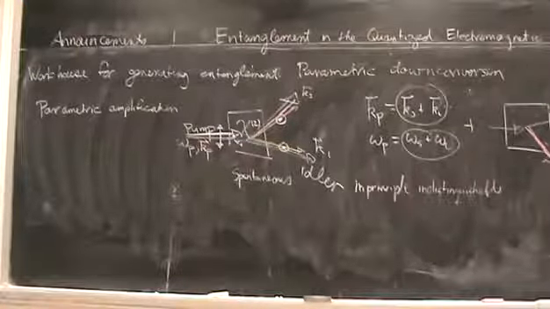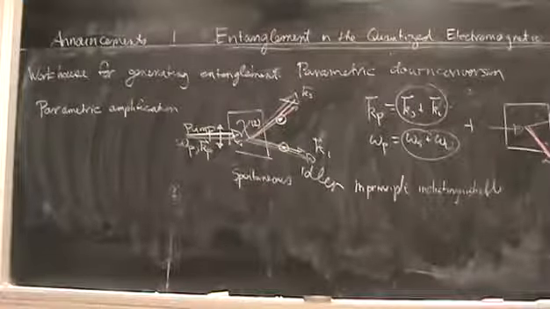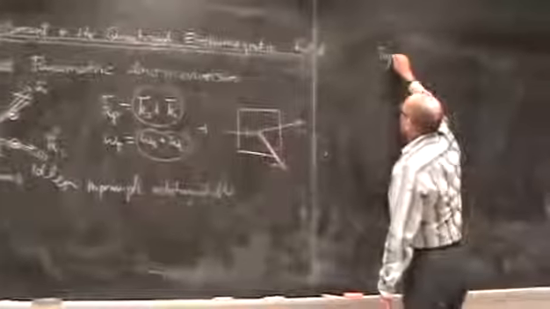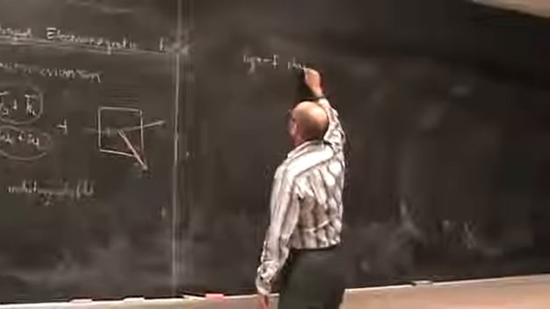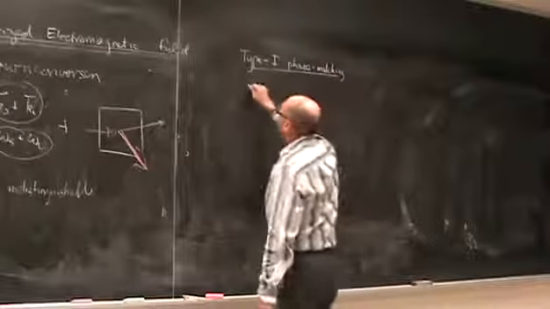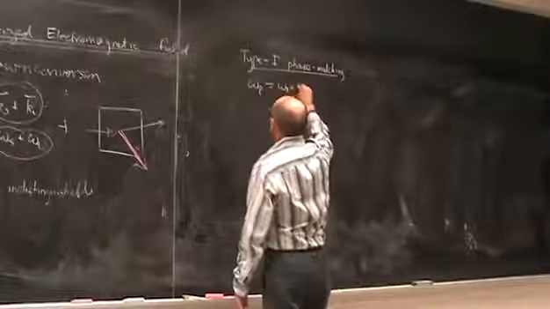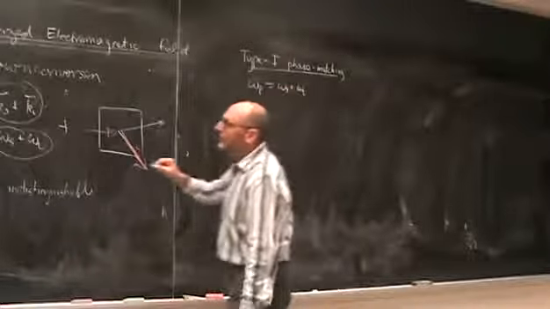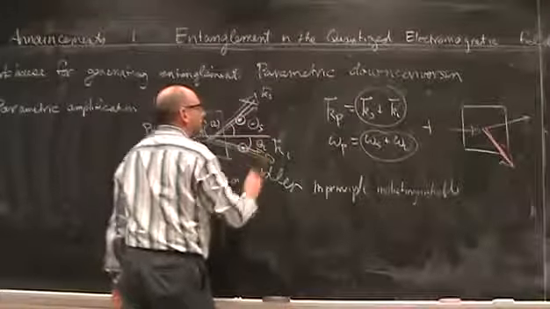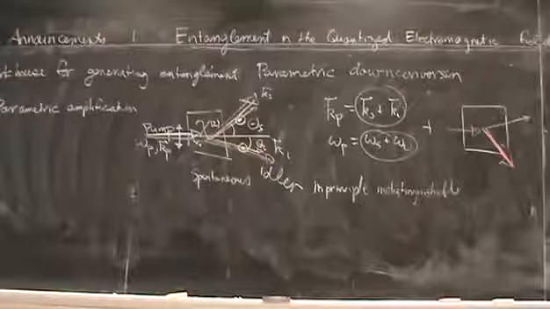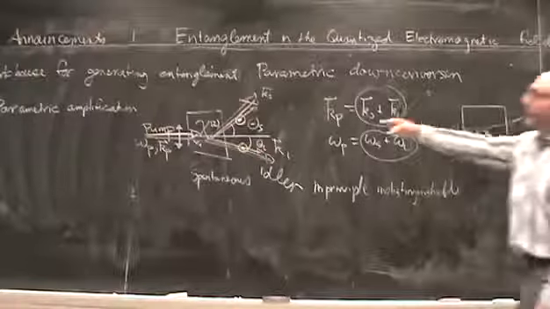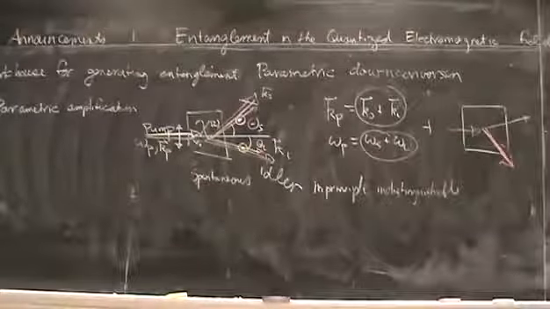So, it turns out that if you try to satisfy these two, so what do I have? For type 1 phase matching, my conditions can be written as follows. Omega P is equal to omega S plus omega I, and then I'm going to call this angle relative to this theta of that angle of the spontaneously emitted photon, for the signal theta S and for the idler theta I.